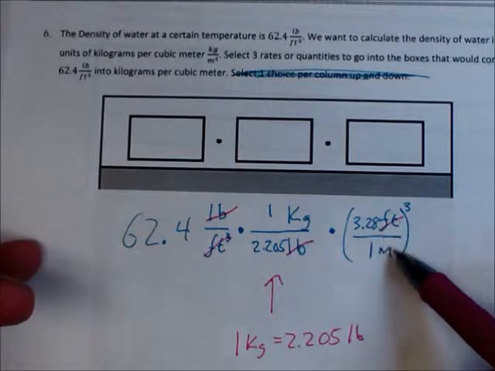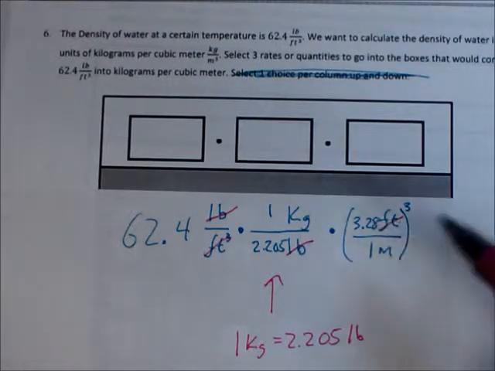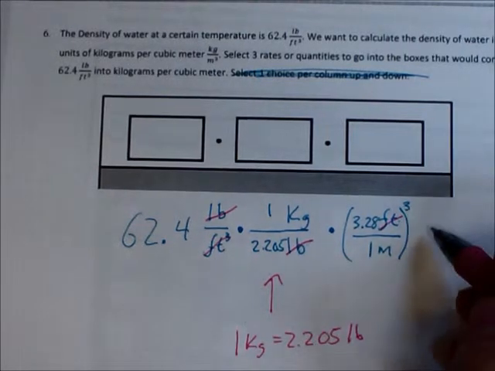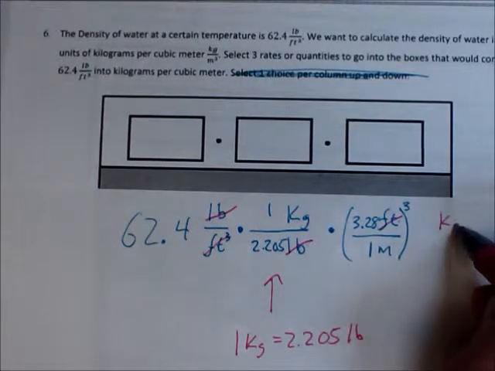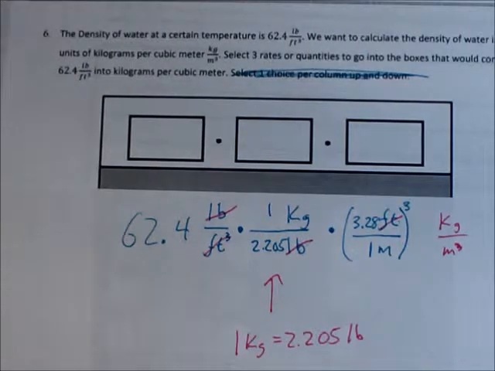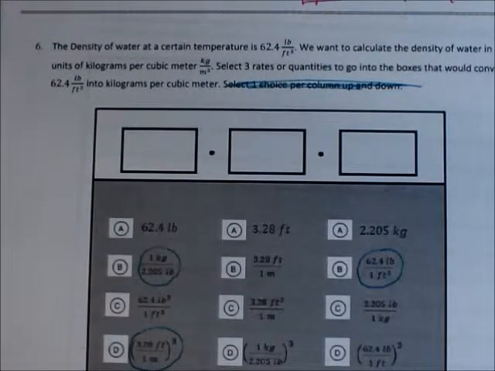3.28 feet is equal to 1 meter. So when you divide it, you just get 1. So you can multiply anything by 1 and it doesn't change it. Well, all we're doing is we're changing the units. So when these cancel, it leaves us with kilograms per meter cubed. And we don't actually have to do the calculations here. They're just asking us which quantities down here we would use.